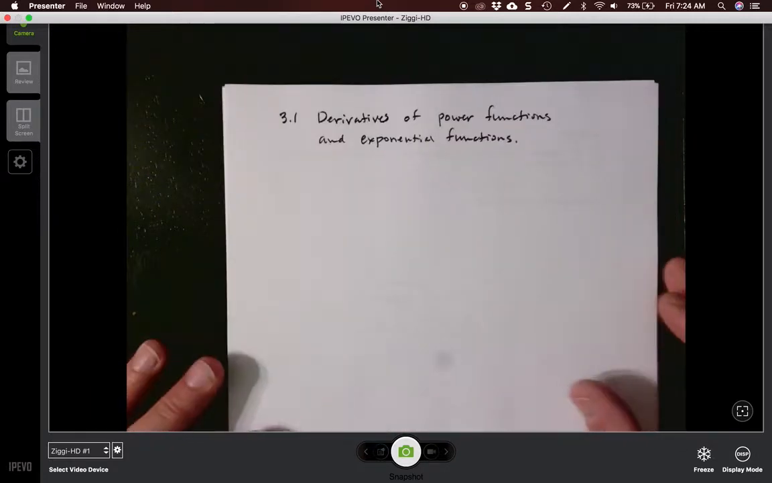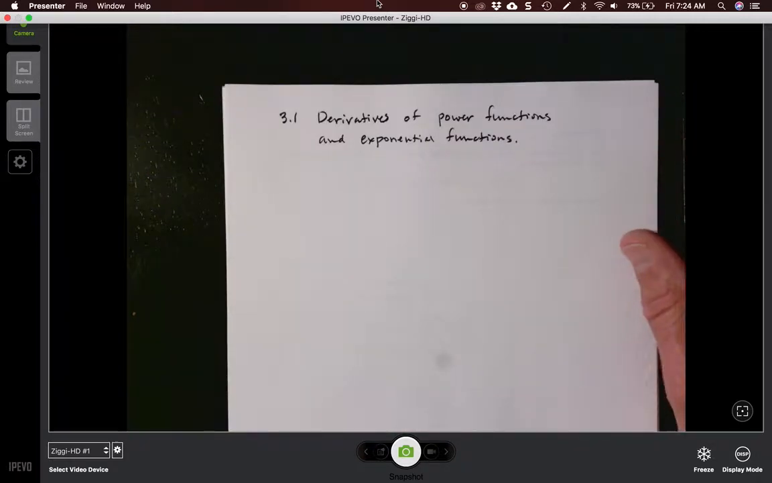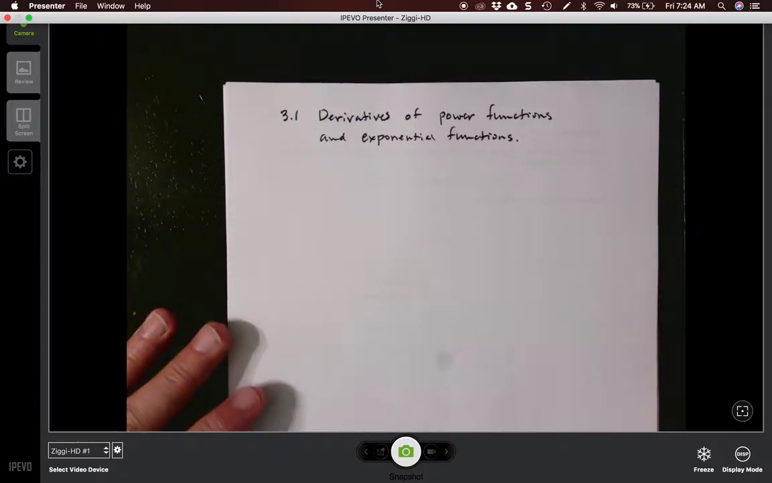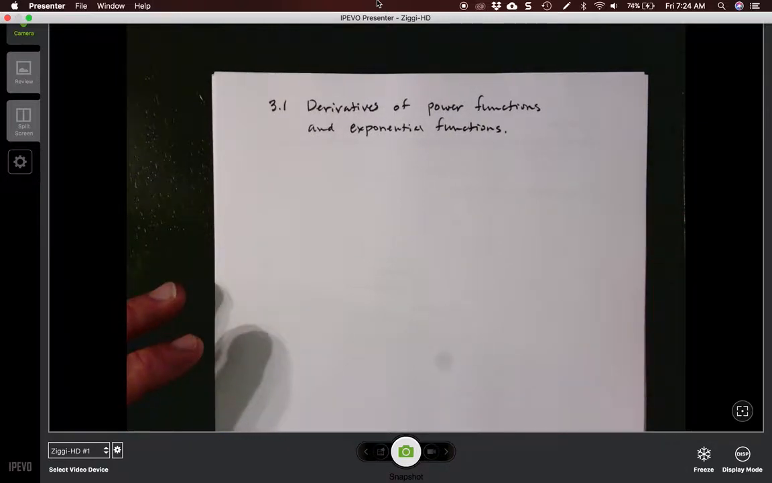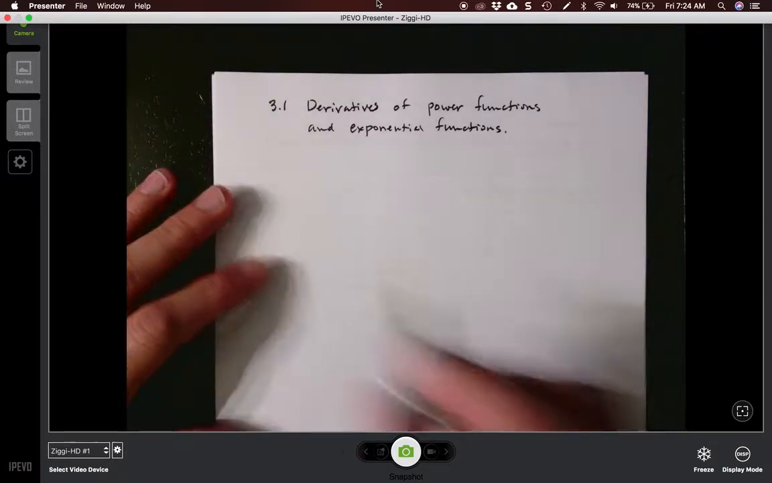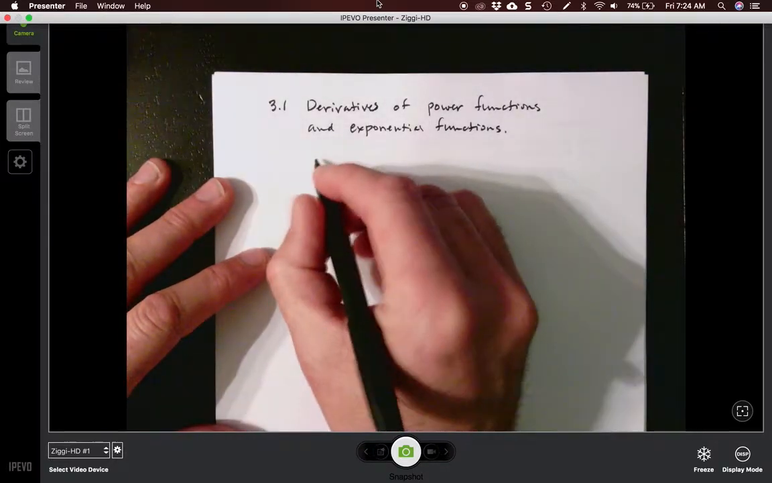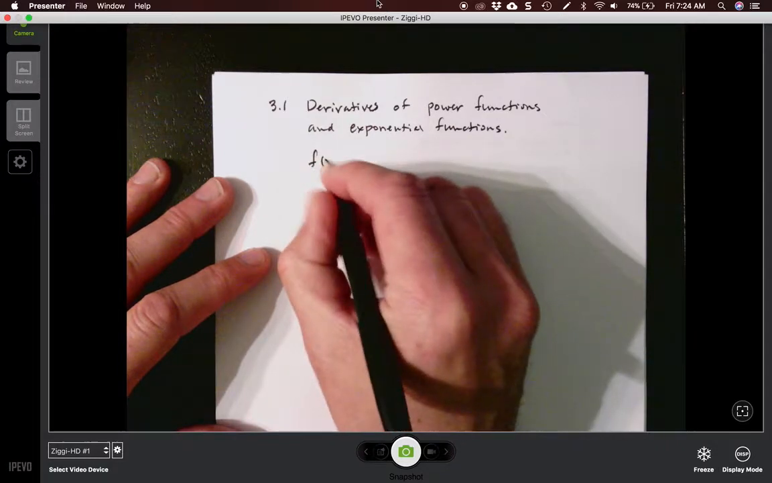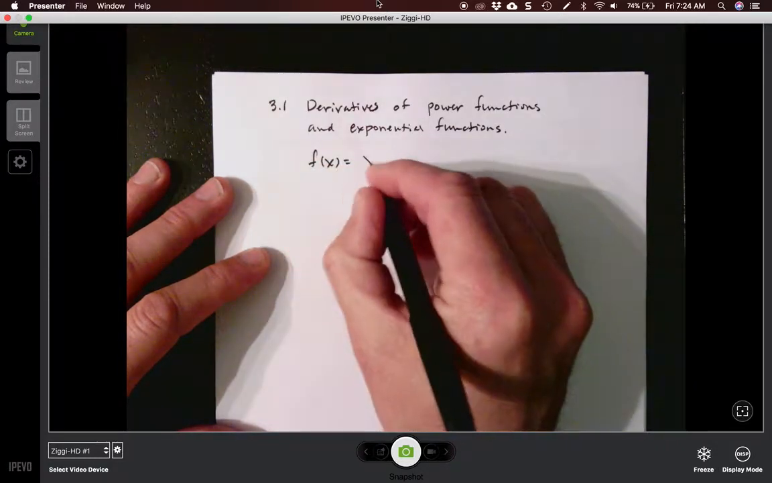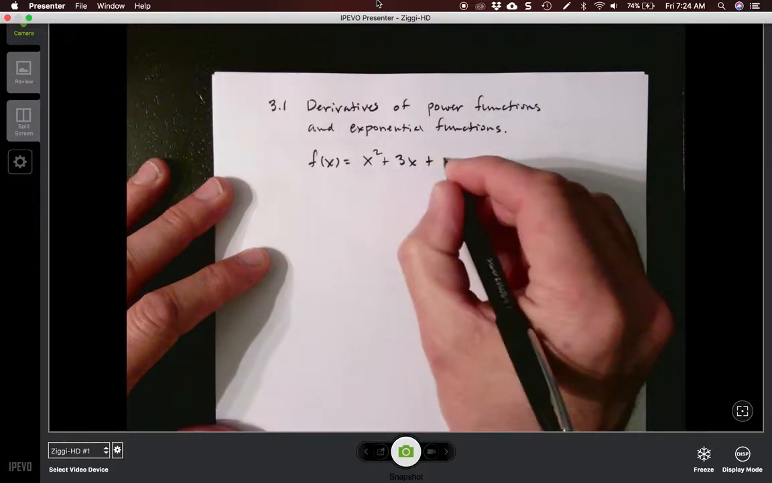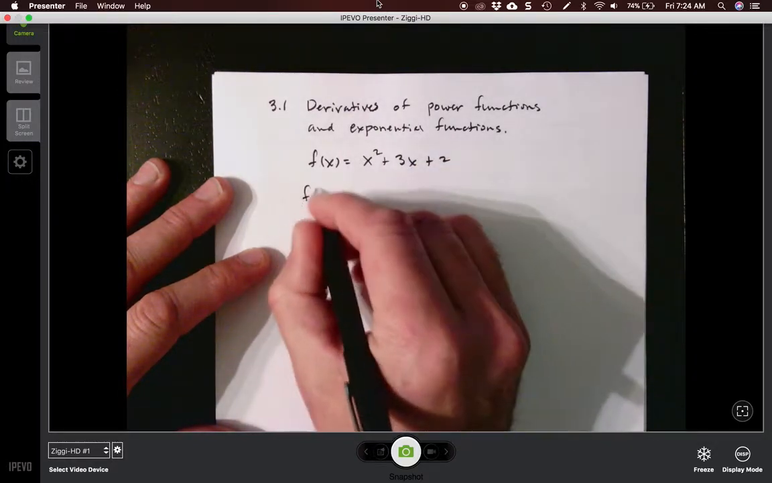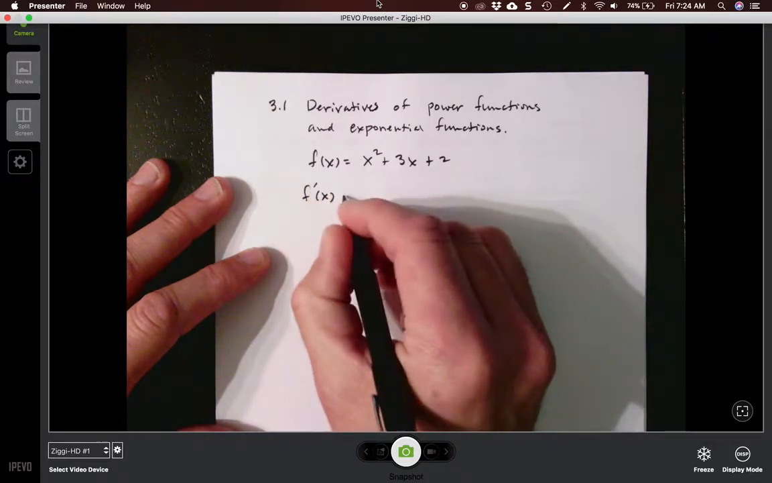Okay, class. Today I want to go through section 3.1, which is about derivatives of power functions and exponential functions. What we'd like to be able to do in this section is not have to rely on the definition of the derivative as much when we go to find derivatives of functions. So for example, what we've done so far in class is something like, if f of x was equal to, let's say, x squared plus 3x plus 2, and the question was to find the derivative of that function.